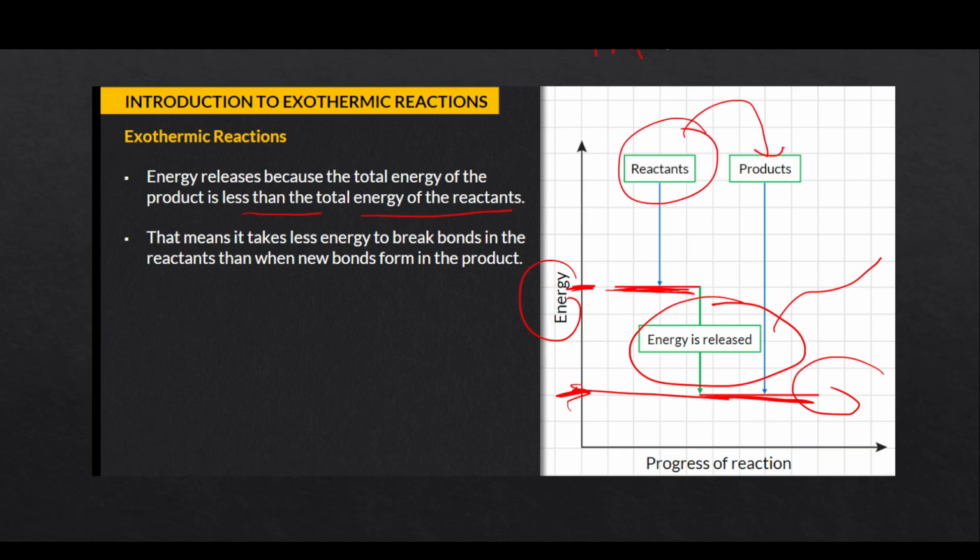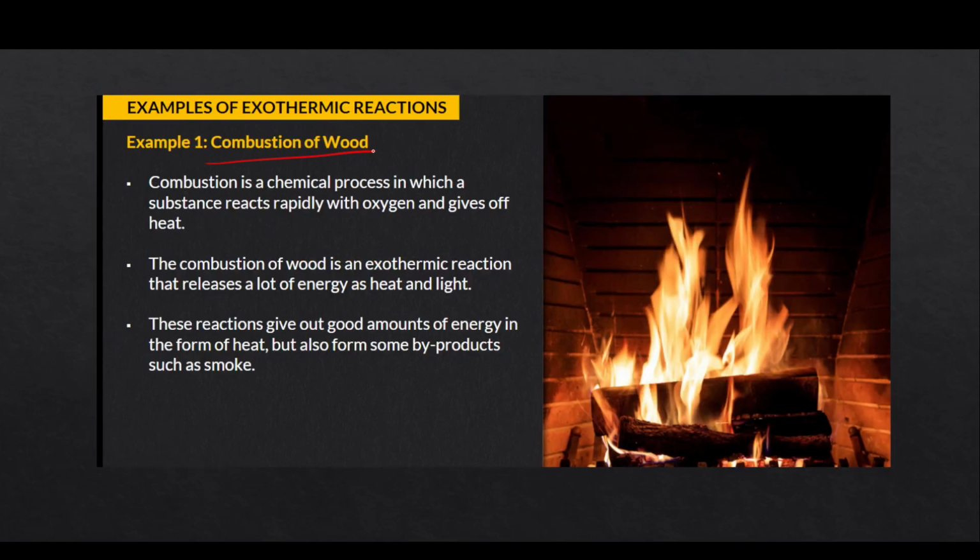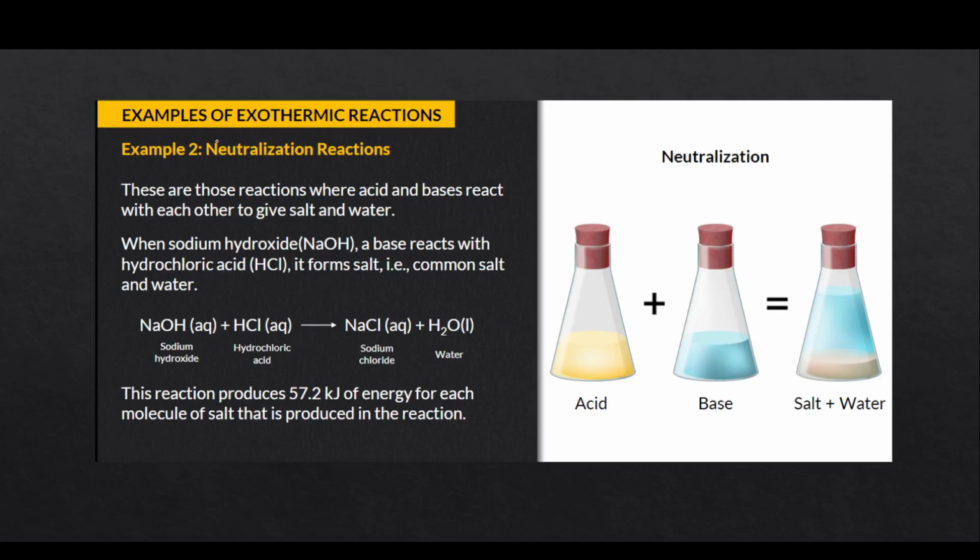Like if we have this equation, A plus B gives C plus D, here A and B are reactants and the result formed is called product, right? So this means it takes less energy to break bonds in the reactant than when new bonds form in the product. That's why energy is released. Like combustion of wood. Okay, this is an example of an exothermic reaction which releases a lot of energy as heat and light. Then neutralization reaction is also an example of exothermic.